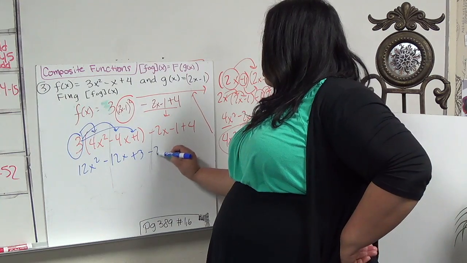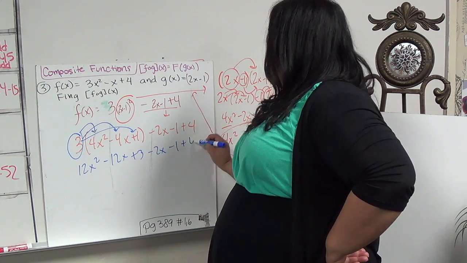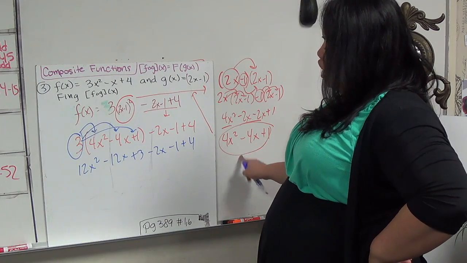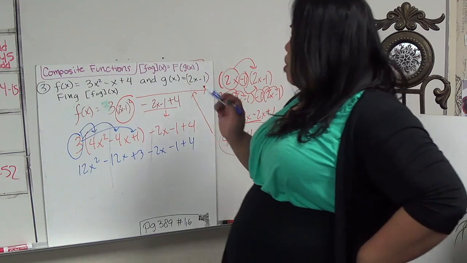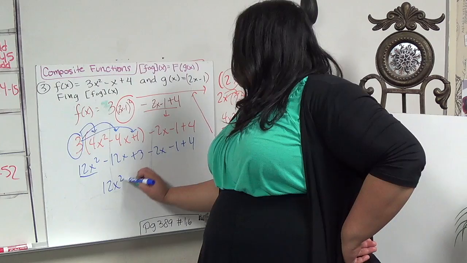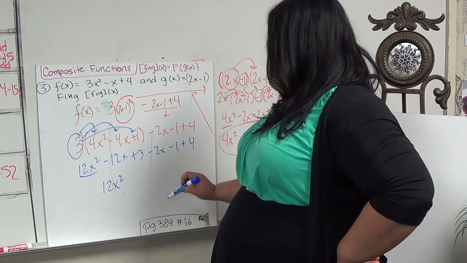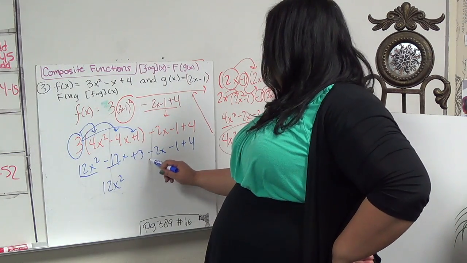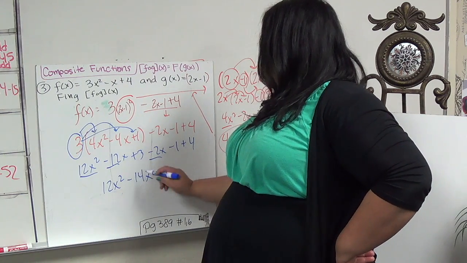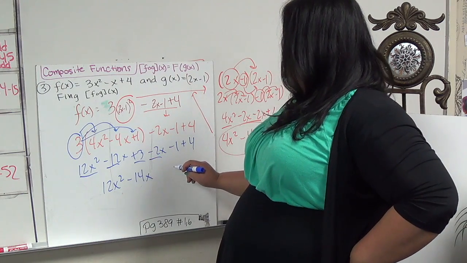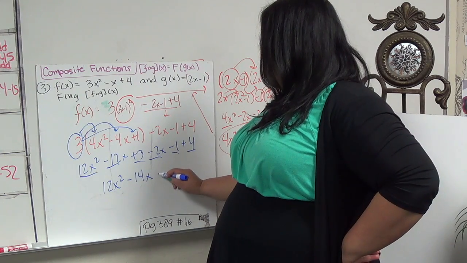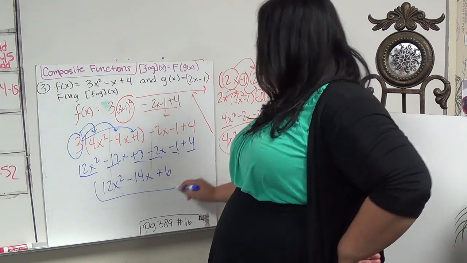And now I have no more multiplication or power or exponents to do, so then I just simplify. I just combine like terms. There's no more x squared, so I'm going to bring this 12x squared, and then I have a negative 12 and a negative 2x, so this is negative 14x, and then positive 3 minus 1, which is 2, plus 4, which is 6. And this is my answer.